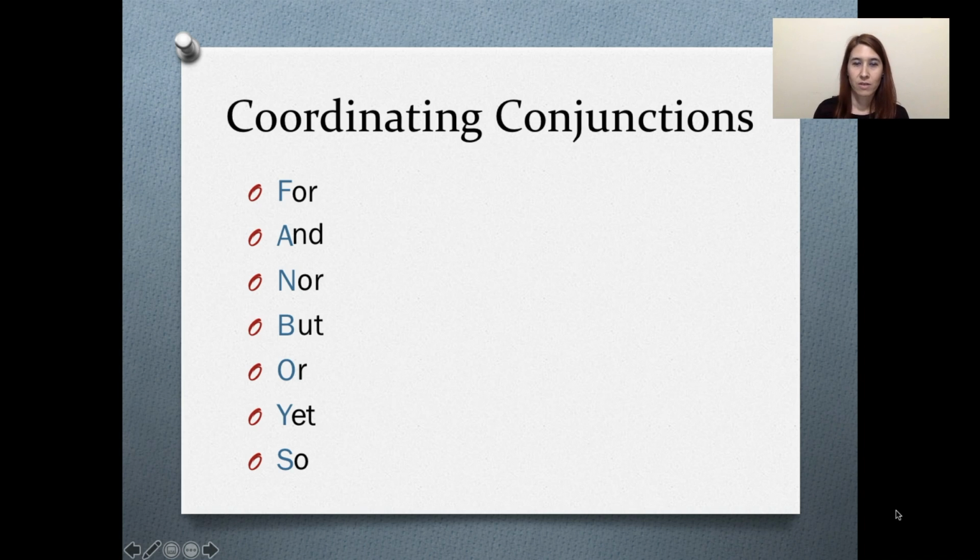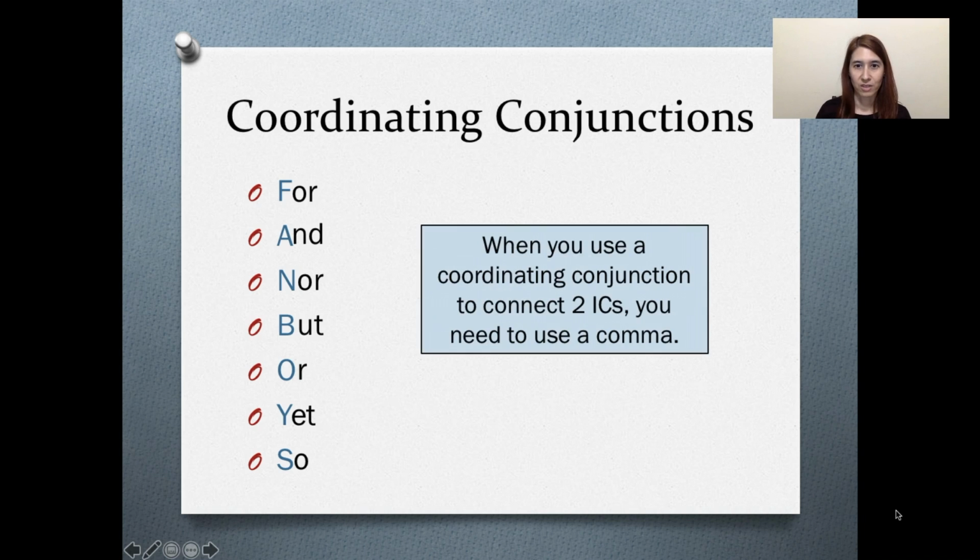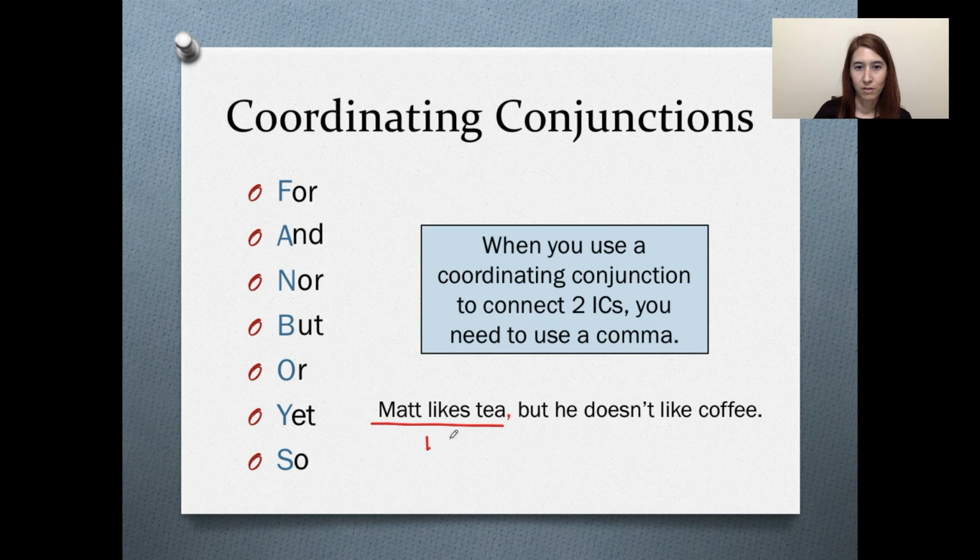So, these are all of your coordinating conjunctions. When you use a coordinating conjunction to connect two independent clauses, you need to use a comma. For example, Matt likes tea, comma, but he doesn't like coffee. In this example, Matt likes tea would be your first independent clause or complete sentence. But is your coordinating conjunction. We're using this to join the two independent clauses together. He doesn't like coffee. This would be the second independent clause.